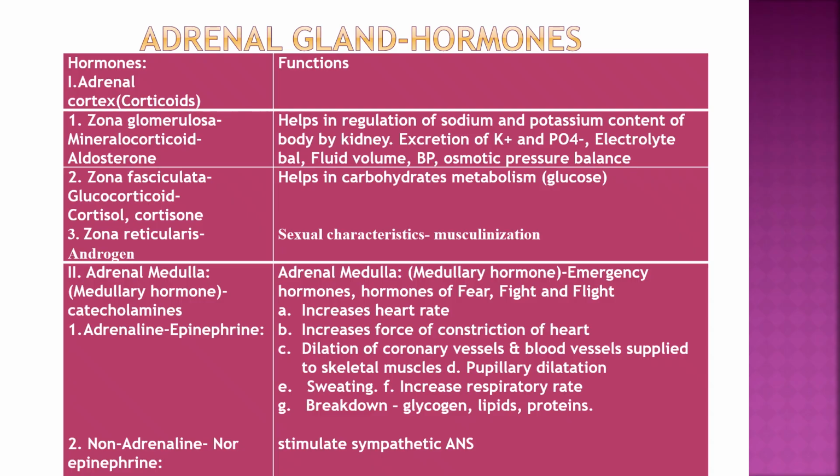Then the adrenal medulla secretes the medullary hormones, that is catecholamines, so adrenaline, also called epinephrine. It has functions for fear, fight and flight: increased heart rate, increased force of contraction of the heart, dilatation of coronary vessels and blood vessels supplied to skeletal muscles, pupillary dilatation, sweating, increased respiratory rate, and breakdown of glycogen, lipids and proteins. So these are the hormones secreted by the adrenal medulla, that is adrenaline and noradrenaline. Noradrenaline stimulates the sympathetic autonomic nervous system.